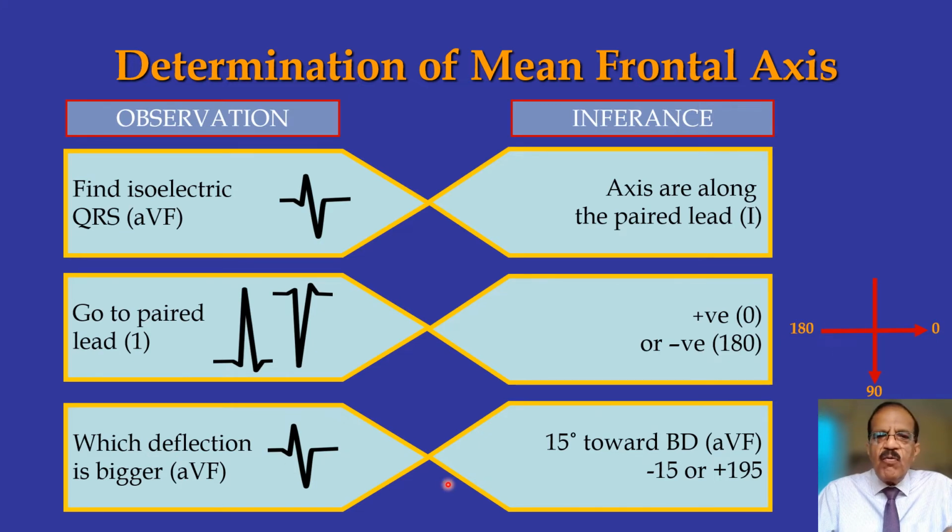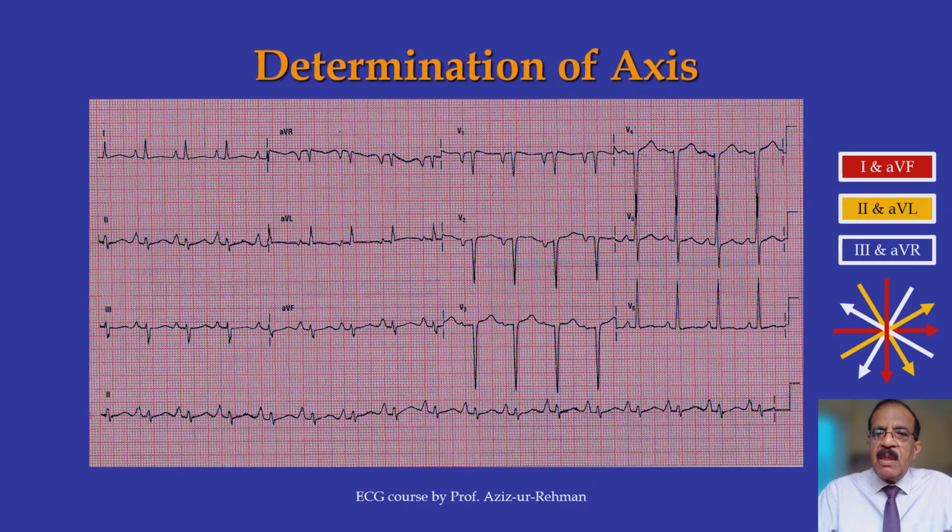But in this case, since the downward deflection is bigger, we would have to turn our angle by 15 degrees. Why 15 degrees? Because 15 is the middle of 30 degrees, and two adjacent leads are 30 degrees apart. So we will turn the axis by 15 degrees toward the minus terminal of lead AVF. That would be our axis. Okay, I hope I was able to make the concept clear.